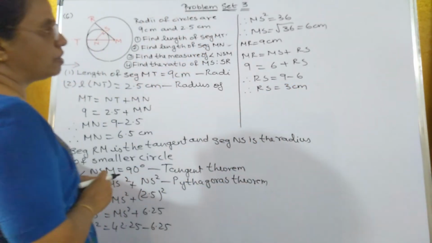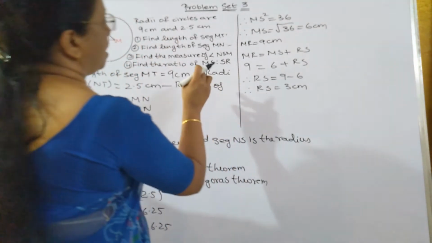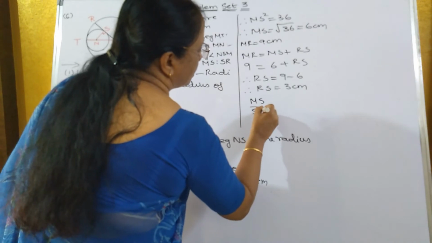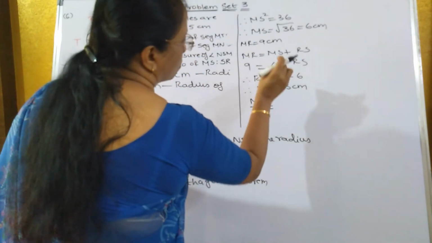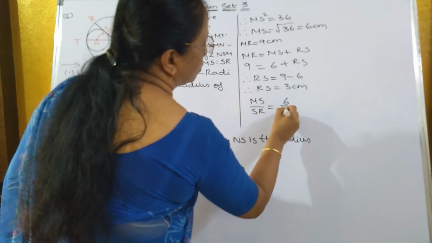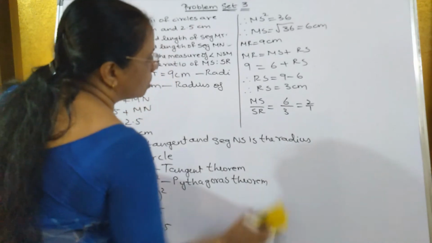Now we have got the value of MS and RS. So what is MS upon SR? MS upon SR is equal to, MS is equal to 6 centimeter and SR is equal to 3 centimeter. So that's equal to 2 upon 1. So what is the ratio?